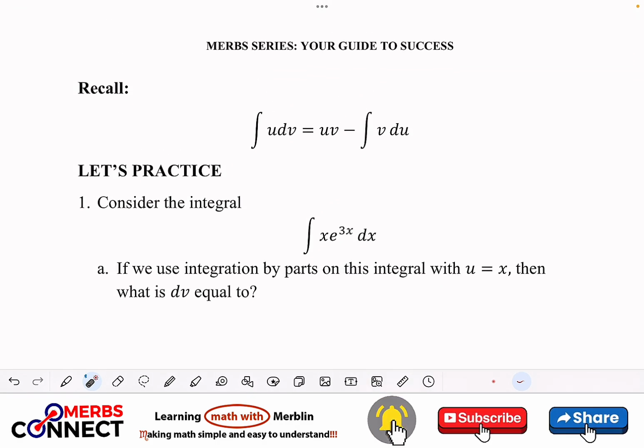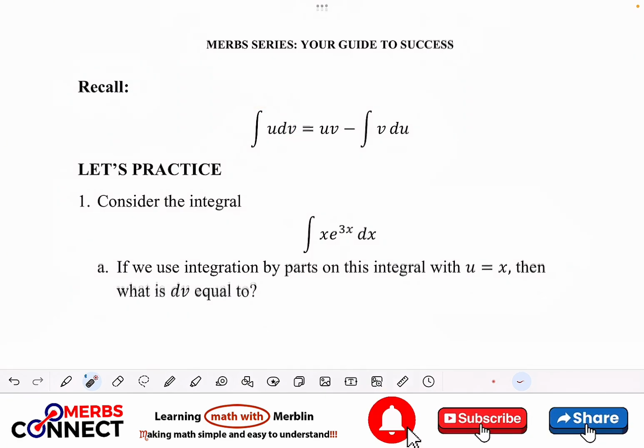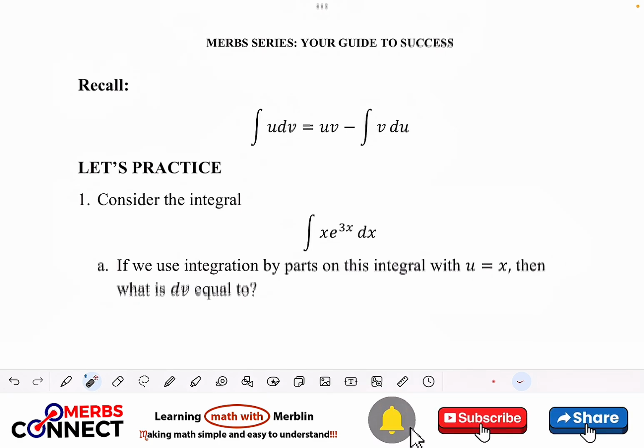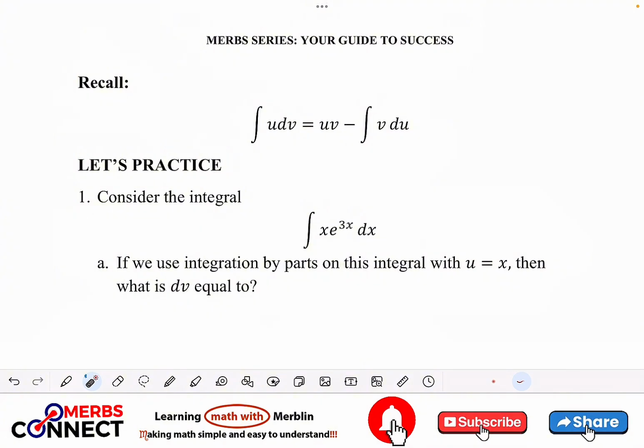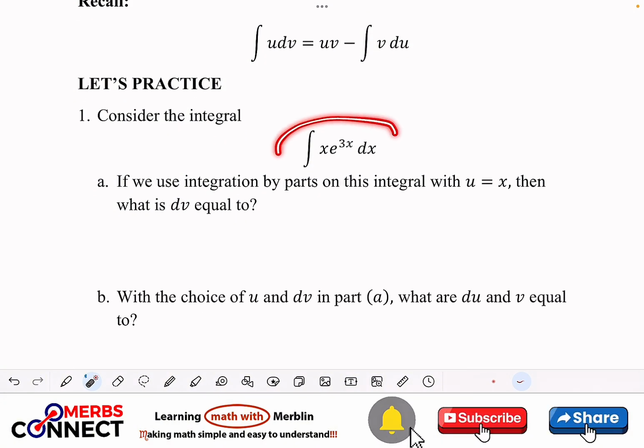Now here is the same thing as U substitution. How to choose your U and your dV is very, very important. And I'm going to show you different functions and how you can choose your U and your dV. Right, so let's consider the first example. We have this function here, and the question is saying that if we let U be equal to x, then what is your dV?